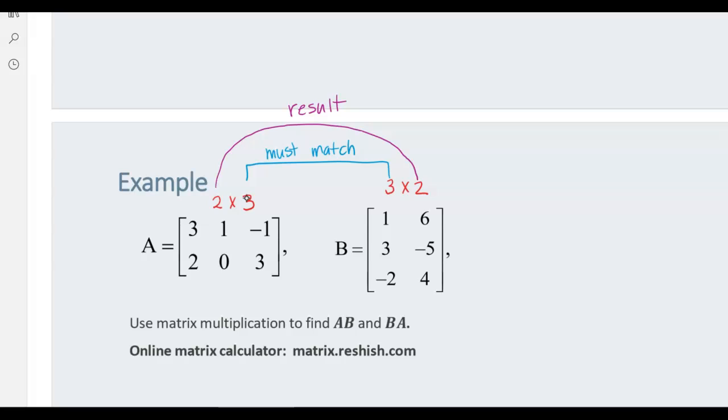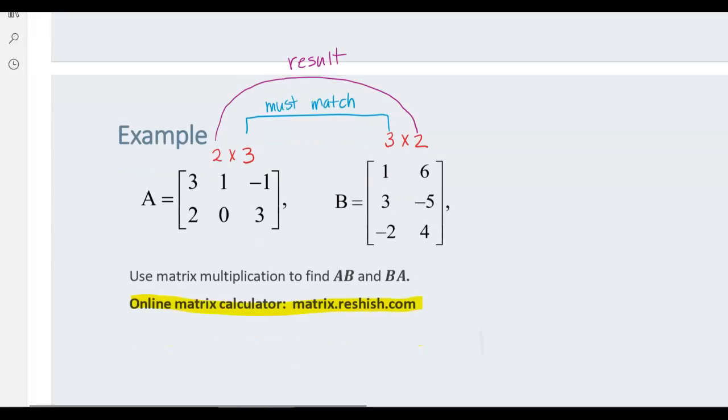Okay, so here's the website to the online calculator that I was using. It's pretty easy to find and it's free. So let's do matrix multiplication twice. We'll do A times B and then B times A.